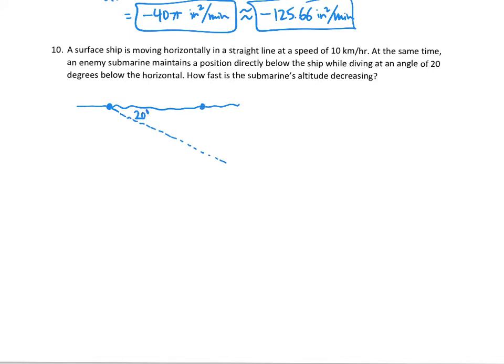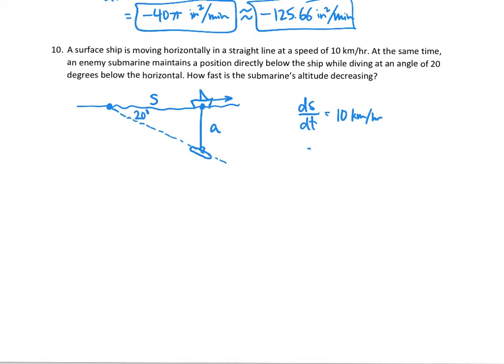So here's the surface ship. I'm going to attempt to draw a boat. There you go. And then here's the submarine underneath it. And so what we're interested in is the rate at which this altitude, essentially the depth of the submarine, is decreasing. So how do we use the fact that the ship is moving at a speed of 10 kilometers per hour? Well, remember that speed and velocity relate to the derivative of position. And so we can think of this position of the ship, s, and say that the speed being 10 kilometers per hour is just telling us that ds/dt is 10 kilometers per hour.